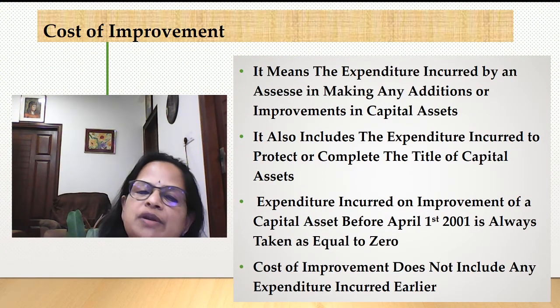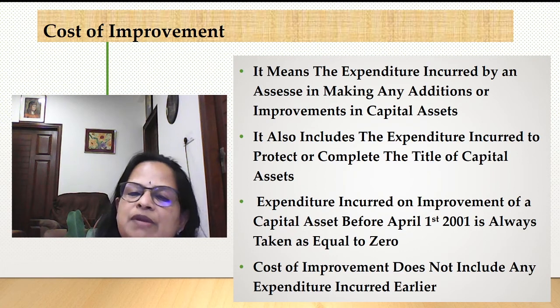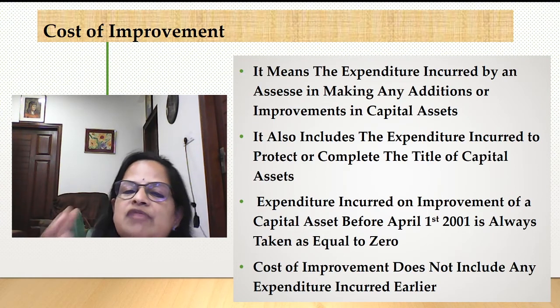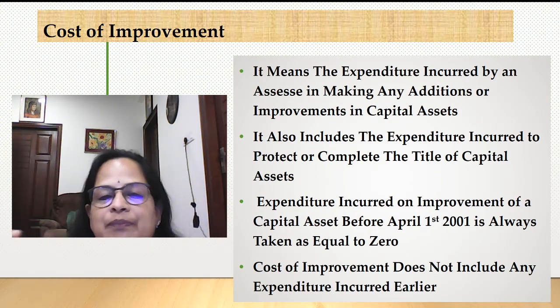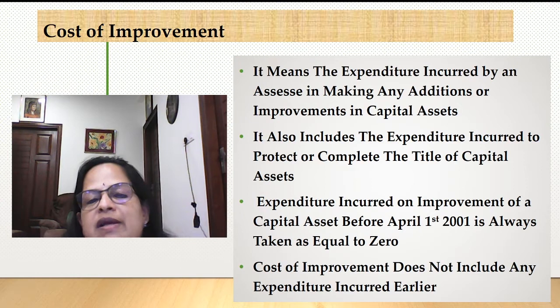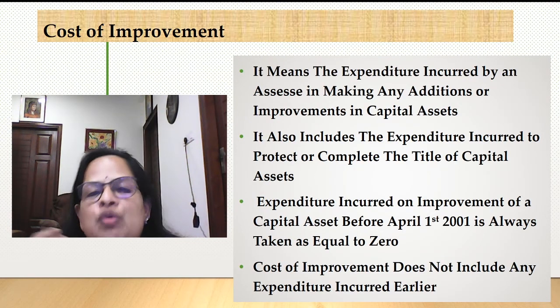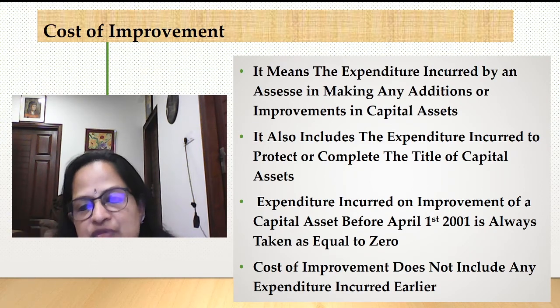Expenditure incurred on improvement of a capital asset before April 1st, 2001 is always taken as equal to 0. You have to remember that our indexing is starting from 2001 to 2002. That is the base, that is 100. Now, cost of improvement does not include any expenditure incurred earlier. See, for example, an asset purchased in 1990, cost of improvement made in 1994.